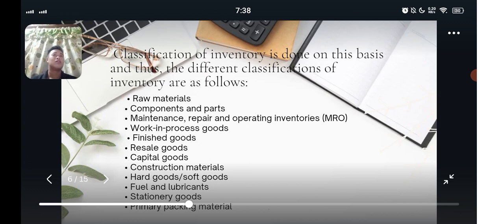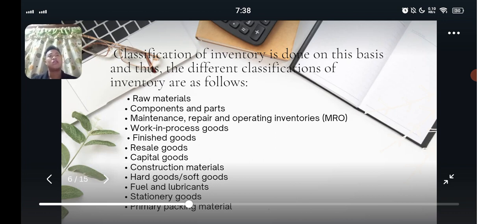So, capital goods. Capital goods are things like equipment that must be used across a number of operating periods because they have a long useful life and are not used or consumed in a single operating period. So that's all for capital goods.